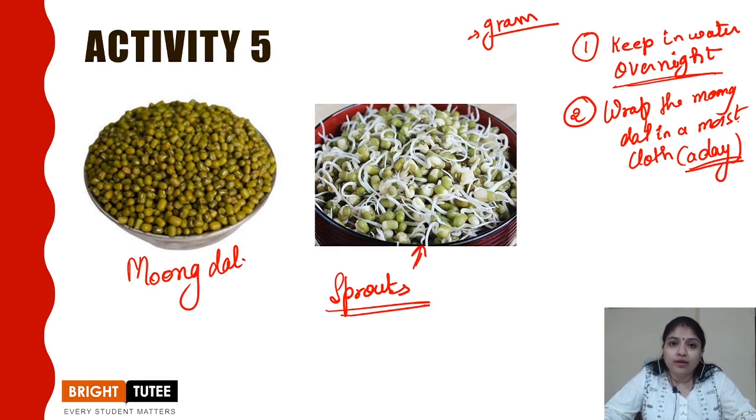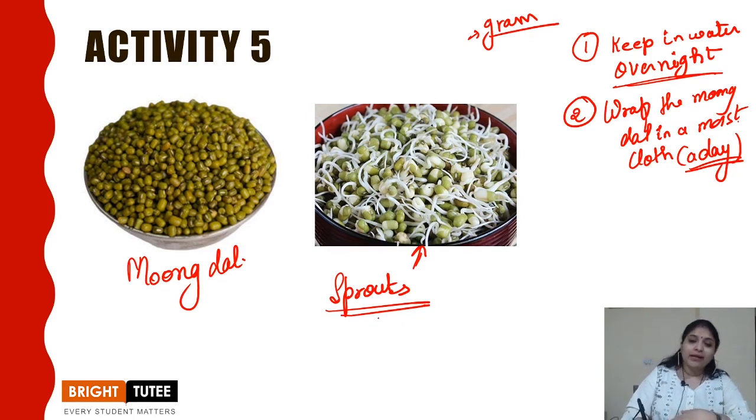If after keeping it for a day this has not occurred, if you are not able to see any sprouts, what you can do is take out the moong dal and wash it with clean water. It is important to keep the dal clean, right? So wash it with clean water and then again wrap it in the moist cloth and keep it for another day. In 2 days' time, you will see that the sprouting has taken place.